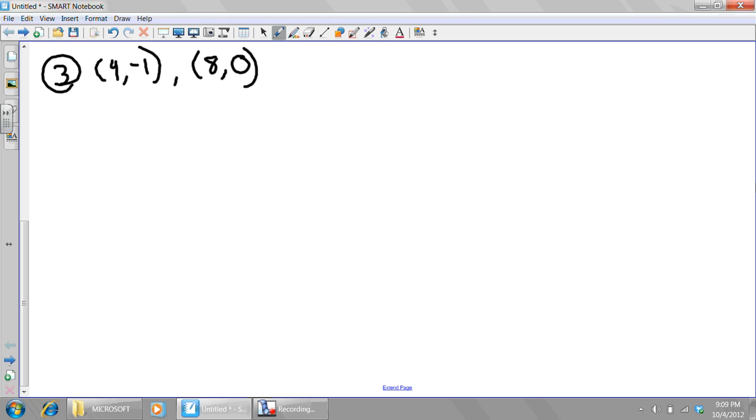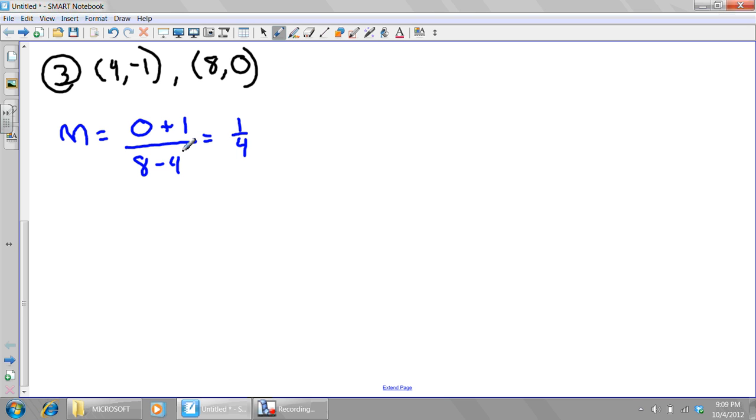All right, first of all, the point is 4, -1, and then we have 8, 0. Step 1, find the slope. Oops. So m is going to equal the difference in the y's over the difference in the x's, 0 minus -1, which is 0 plus 1, over 8 minus 4. Looks like I'm going to get 1/4 for my slope.